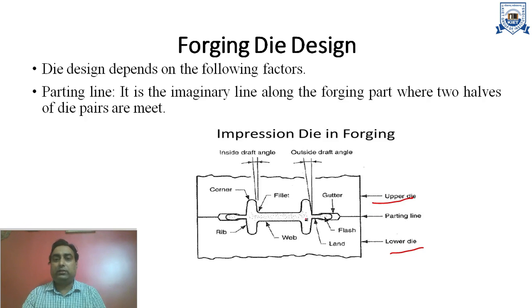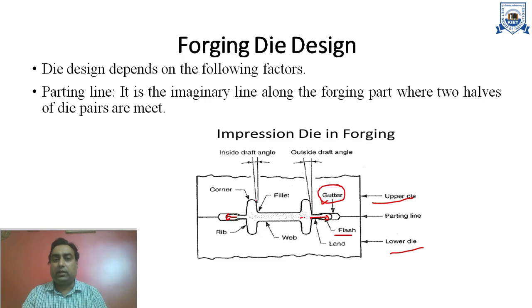Now there are certain design factors we have to consider. You can see here that a certain amount of extra space has to be provided, and this extra space is called the gutter, because the extra material, which is called flash, will flow between these two dies. Whenever the two dies close, the extra material flows through this gap. This extra material is called the flash. To accommodate this flash, we have to provide additional space, and that is called the gutter.